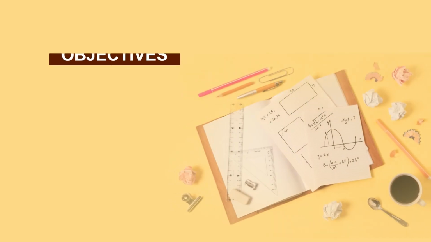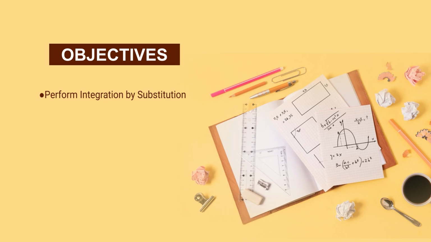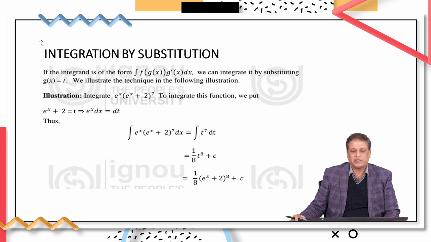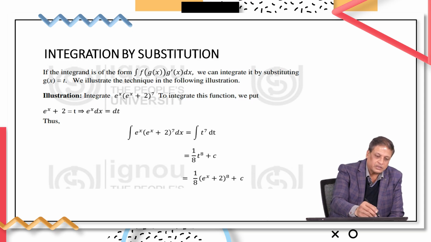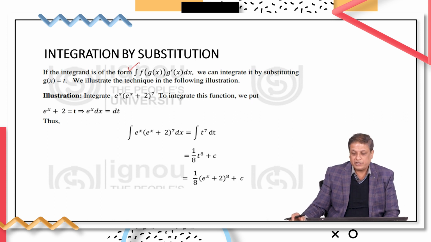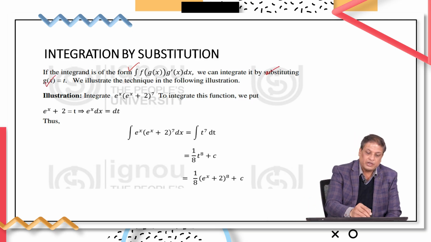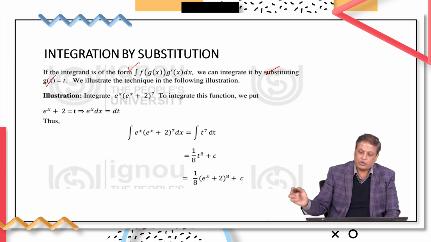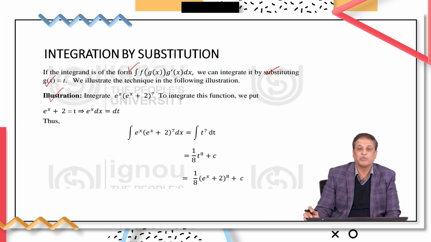So let's start. The objectives of today's session are that after going through this session, you should be able to perform integration by substitution, perform integration of rational functions, and perform integration by parts. Now, what do we mean by integration by substitution? If the integrand is of the form integral of f of g(x) into g dash x dx, then we can integrate by substituting g(x) equal to t. In order to understand this concept, let me give you an illustration.